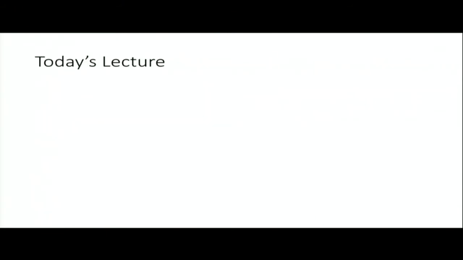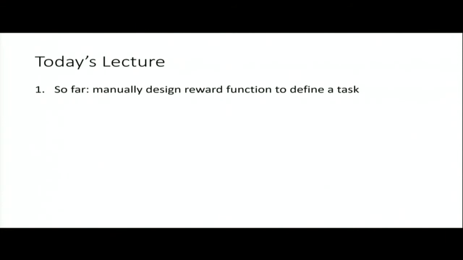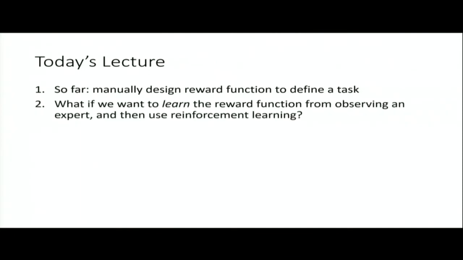So today's lecture. So far, we've talked about reinforcement learning settings where we manually design a reward function to define a task. And we haven't really talked very much about where these reward functions come from, other than that they're meticulously hand-engineered and provided as part of the problem formulation. So today what we're going to talk about is a different setting where we perhaps might actually want to learn the reward function from observing an expert.